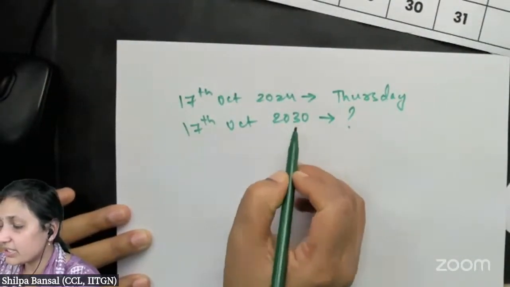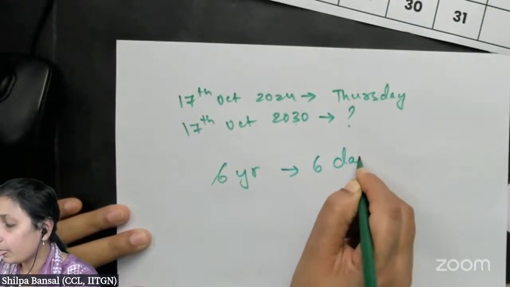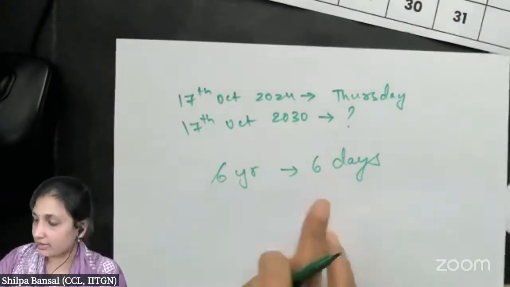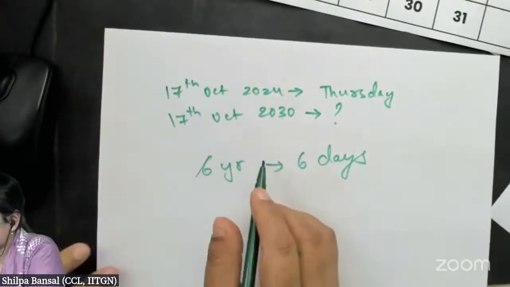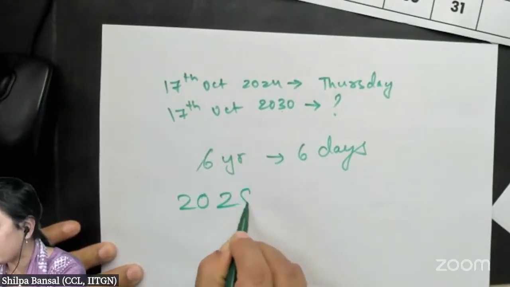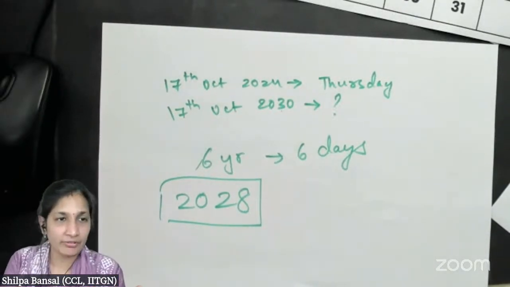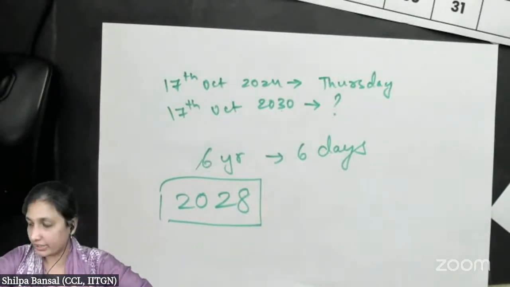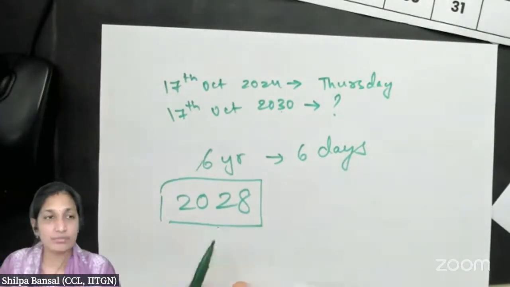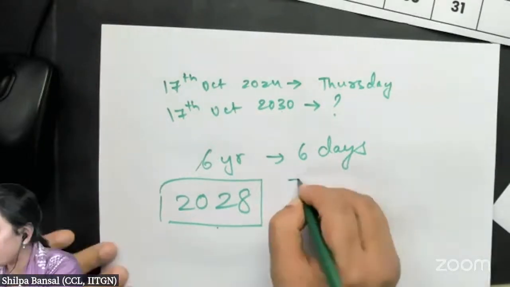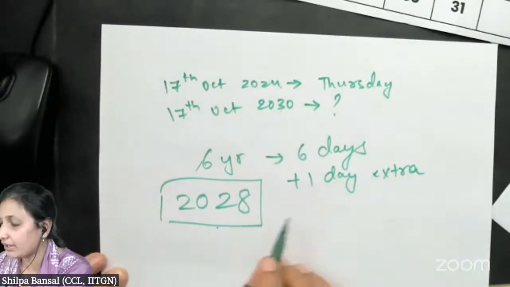Already there is a difference of 6 years. So 6 years means 6 days. Already 6 days I am crossing. 6 days ahead I am moving. But there is a leap year in between. What is the leap year in between? 2028. So 6 years, already 365 days, we are moving 6 days ahead. But we haven't taken leap year into account. So leap year means 1 day more we will get. So plus 1 day extra, because 1 leap year.